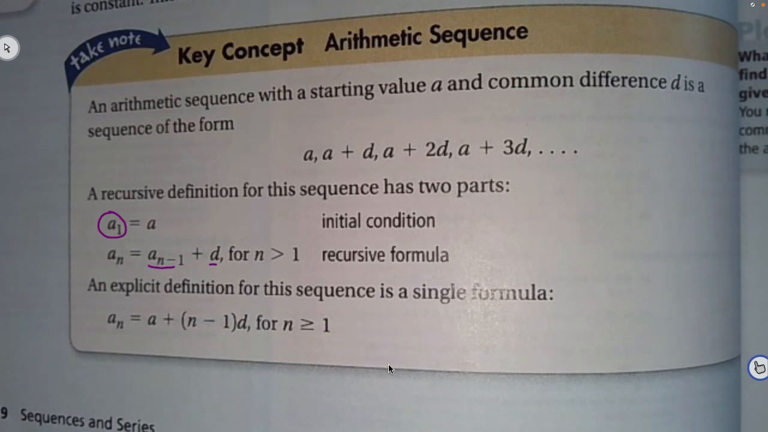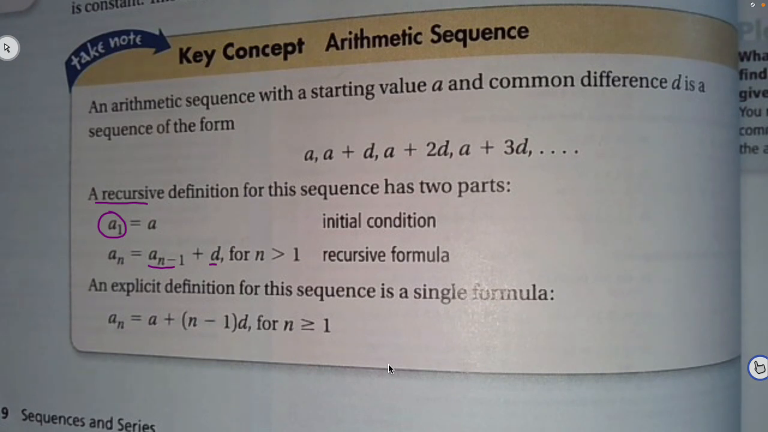Then you have an explicit formula. Again, you're saying the term, and then you've got D, that's your common difference again. You'll have maybe the number of terms n minus 1. But we'll go through it in a second. Those are the two things we're looking at, just like last class, a recursive and then an explicit.